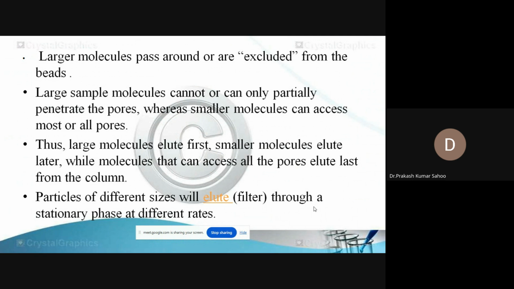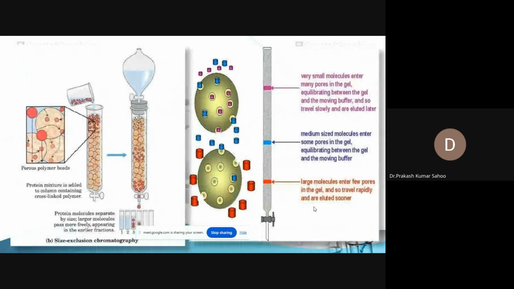So it is very interesting that large molecules elute first because they do not pass through the small beads. The molecule which can access all the pores elutes at the end. Smaller molecules that can adjust themselves within the bead are held back, while the larger molecules, which are not held inside the bead, are separated first. Particles of different sizes will elute through a stationary phase at different rates.